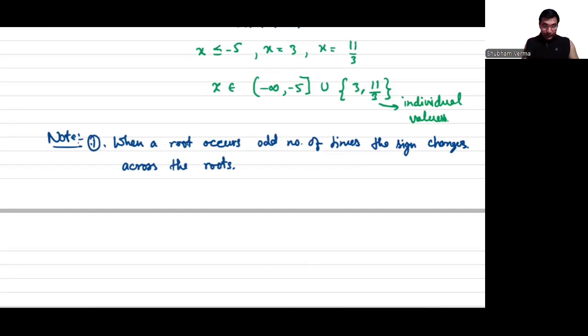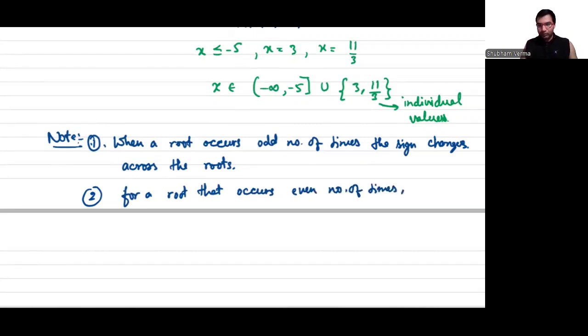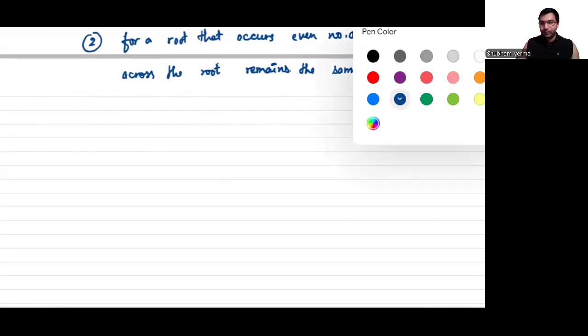Next, for a root that occurs an even number of times, the sign across the root, or instead of roots, it would be appropriate if I write just root, remains the same. Okay, as simple as that. Let's take one more question, then it will be even more clear to you.